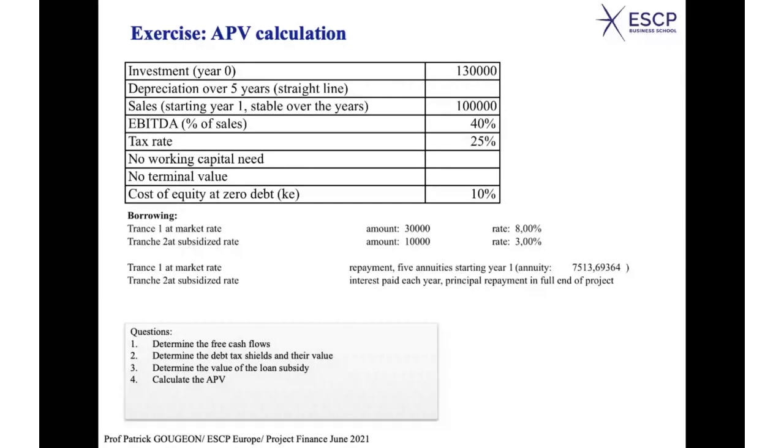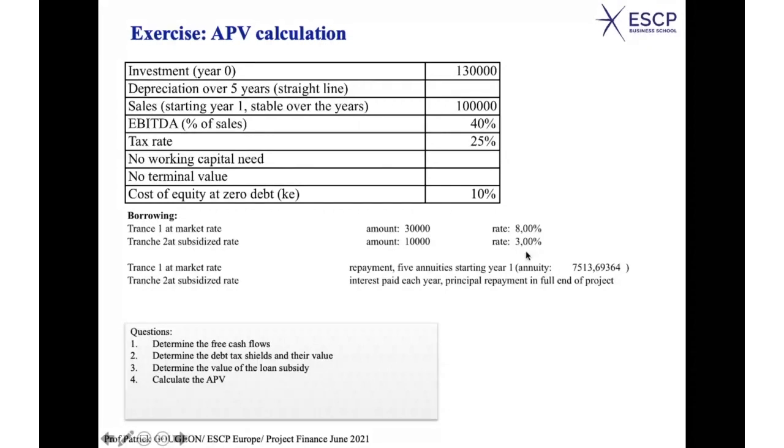Okay. Cost of debt, 10%. Okay. Cost of equity at zero debt, we have 10%. What about the debt? Tranche 1, you have 2 tranches. At the market rate, an amount of 30,000, at a rate of 8%. And a second tranche, which is at a subsidized rate, okay, an amount of 10,000 with a rate of only 3%.